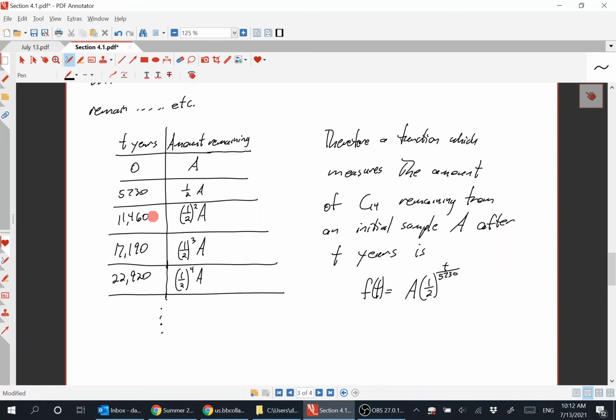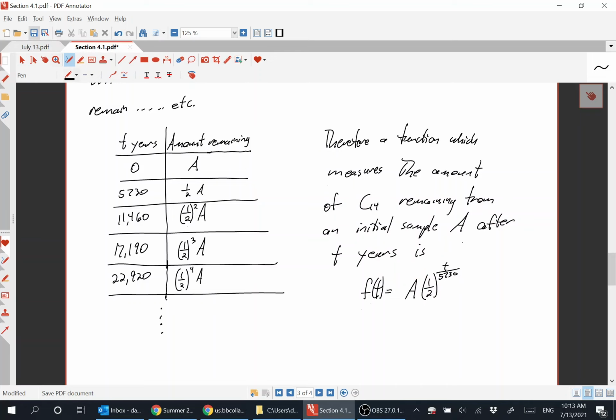So for T equal to 5,730, it's 1, so you get a half. For double 5,730, you get 2, so you get 1/2 squared. For triple 5,730, this exponent is 3. So at every 5,730 years, this function matches what's in the chart here. But you don't have to have T in some multiple of 5,730.